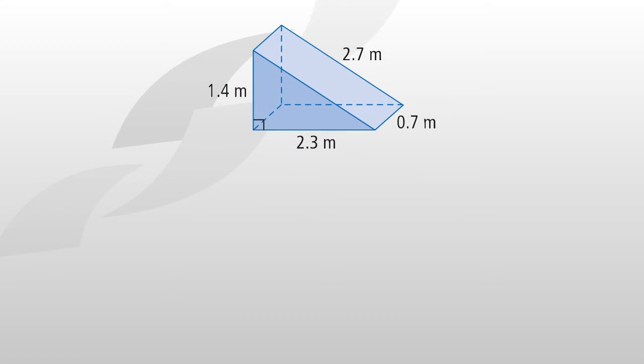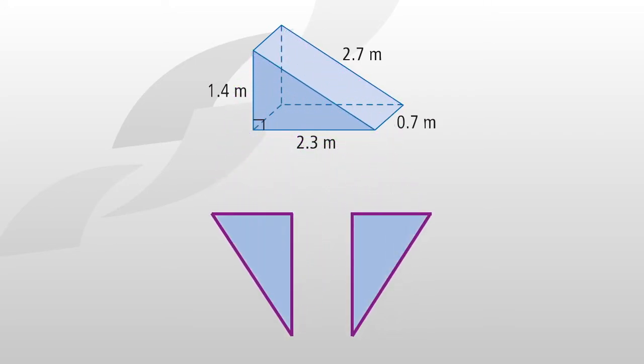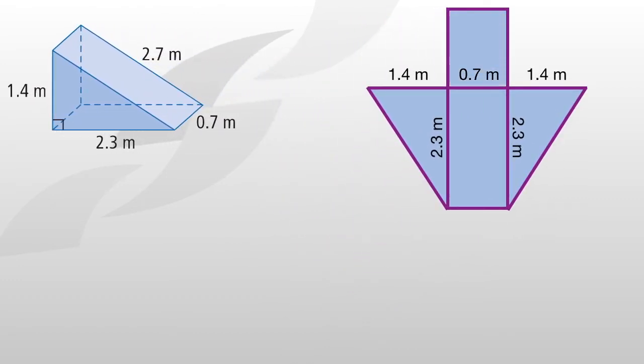The parallel faces of a triangular prism are triangles, so let's look at those first. As we draw the net, we also label the lengths of the sides. The other three faces are rectangles. First, there is the bottom. Then the back. Then the top.